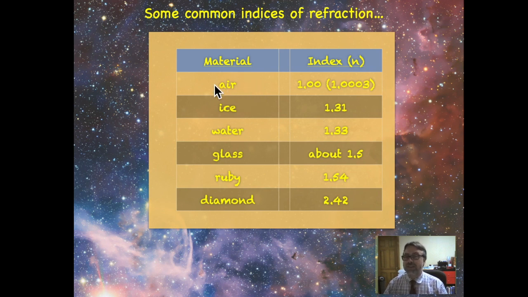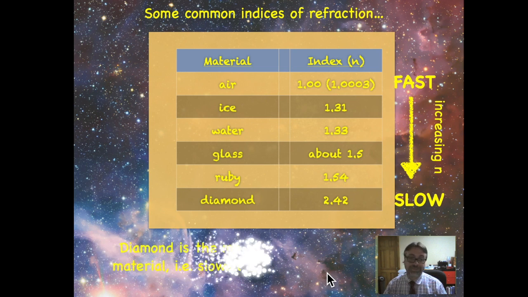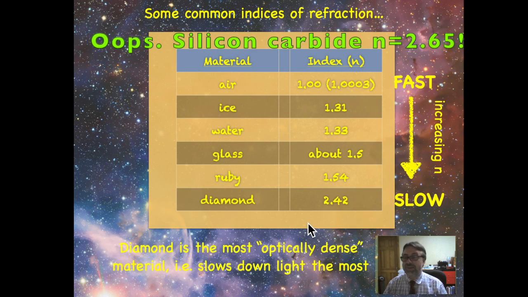That means that the speed of light in air is fast. But as these indexes get larger, I am actually decreasing how fast light goes. That is, as the n increases, the speed of light decreases. So as n gets larger, the speed gets slower. Now, diamond is actually the most optically dense material that we know of. That is, diamond has the largest slowing effect on the speed of light, and 2.42 is a very large index of refraction as materials go.